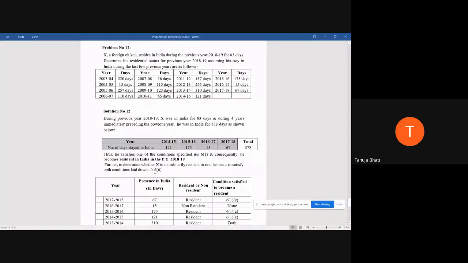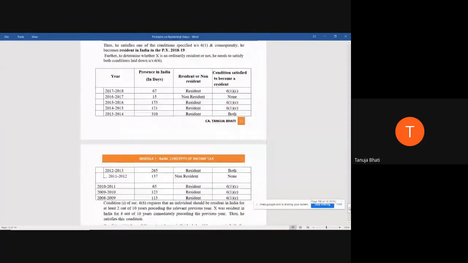So that is specified under which section? Section 6, subsection 6. So the first condition is he should be a resident in any 2 years out of the 10 years immediately preceding the relevant previous year. So we leave the relevant previous year. So it is going to be from 2017-18, 1 year, 2016-17, 2, 3, 4, 5, 6, 7, 8, 9, and 10. You have to consider these years and check in each year whether he was a resident or a non-resident. So let us see the calculation.